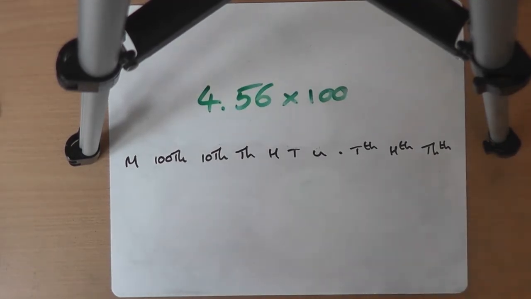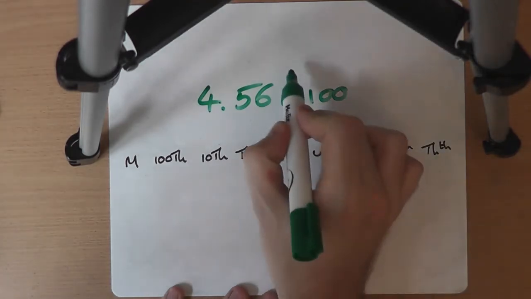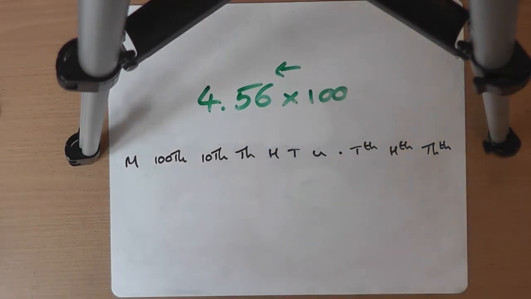4.56 times 100. We're going to make the 4.56 100 times bigger. If we're timesing, we are moving up the grid that way. We're making it bigger. Everything's going to get bigger in place value. Lots of something, it will generally get bigger. We're going by 100. 10 is 1 jump, so 100 is 2 jumps.